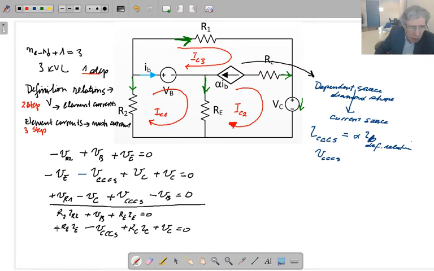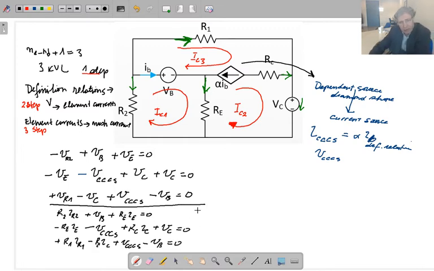So for R1, plus R1 ER1, VC minus RC EC, plus VCCCS minus VB equal to 0. So that's the second step.